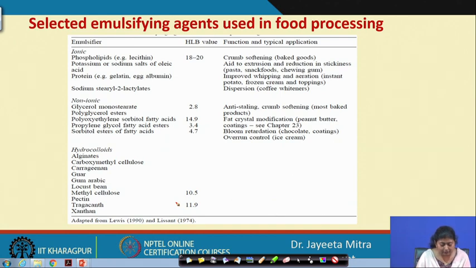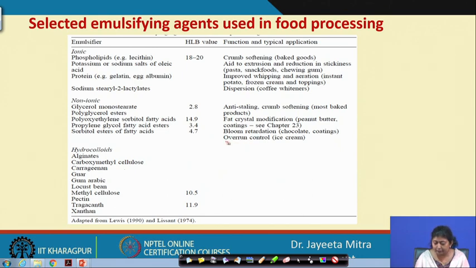Similarly, if we look into the non-ionic emulsifier, there is also glycerol monostearate that we are using, and this is used for anti-staling effect, crumb softening for the baked product. So, we can see that both ionic and non-ionic emulsifiers exist for this baked product softening, and there are hydrocolloids also like alginate, carboxymethyl cellulose, carrageenan, etc. So, based on what our application is, we can select different kinds of this material.